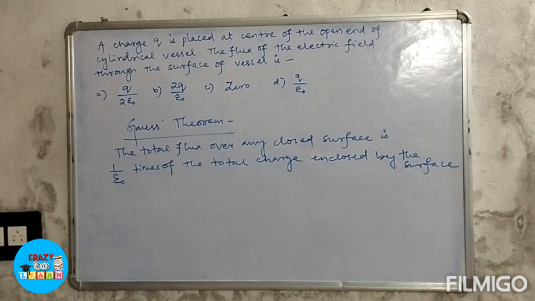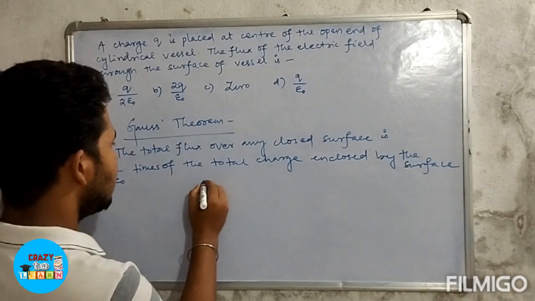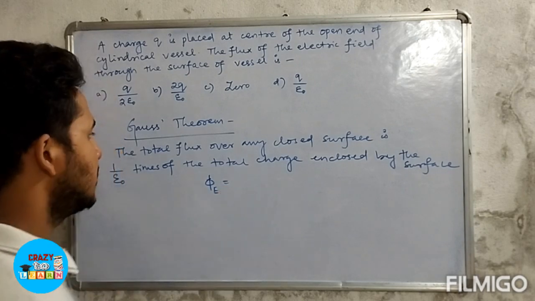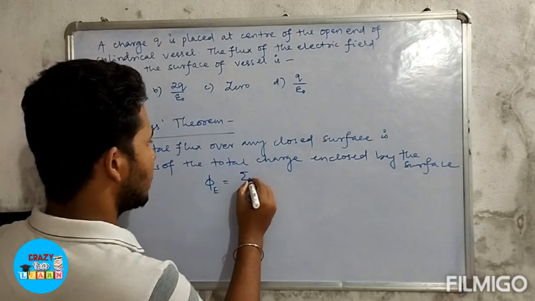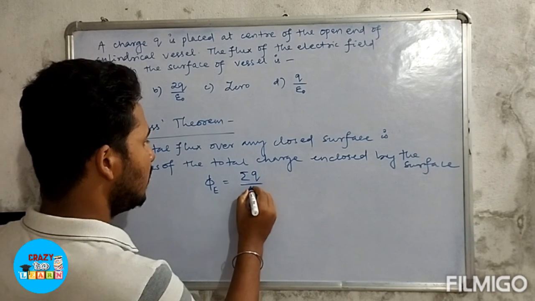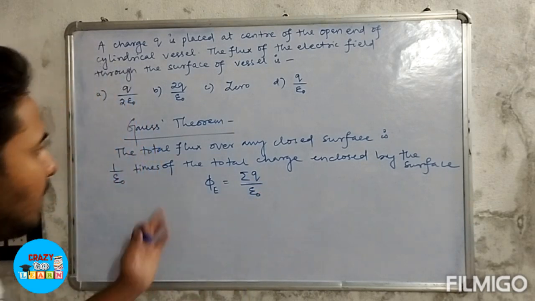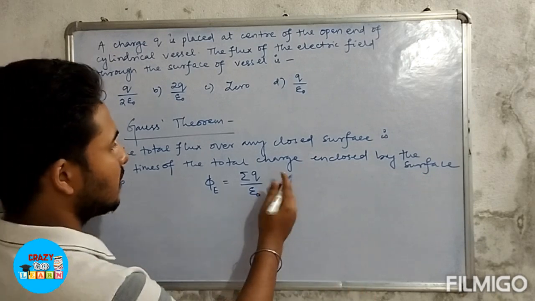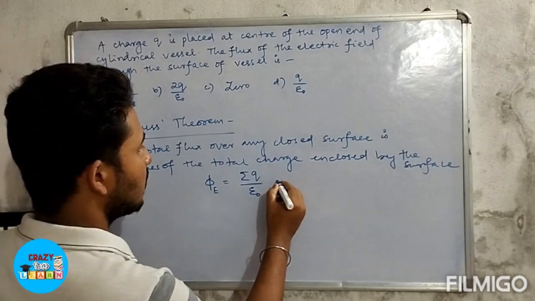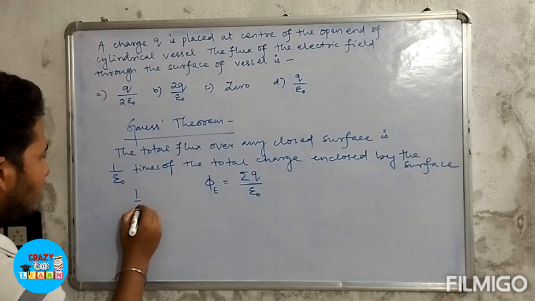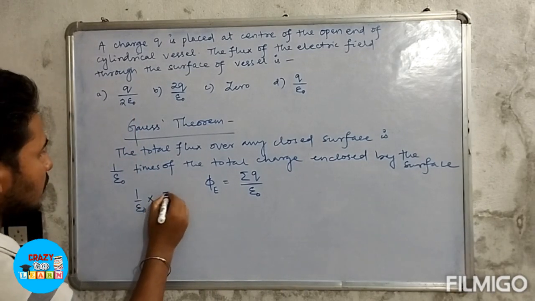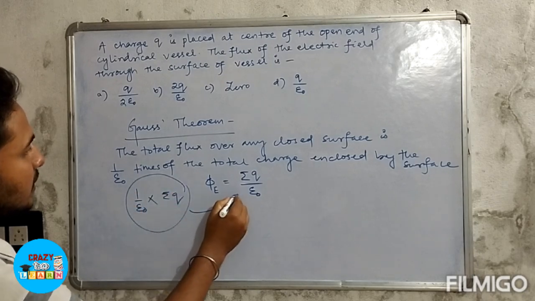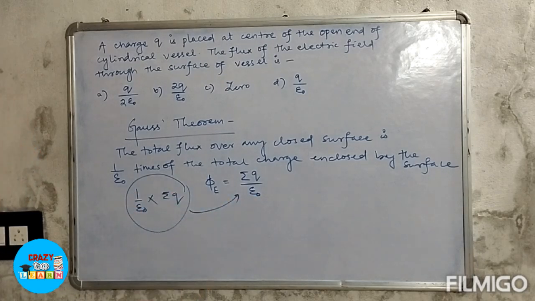Okay, so we know what electric flux is. Phi E, the electric flux, is equal to 1 by epsilon times the total charge. That means it is the summation of Q divided by epsilon naught.